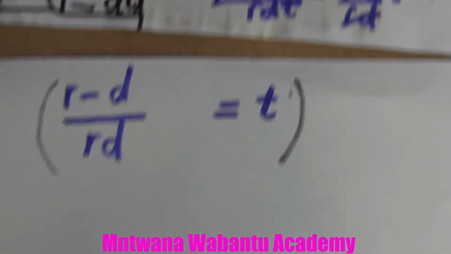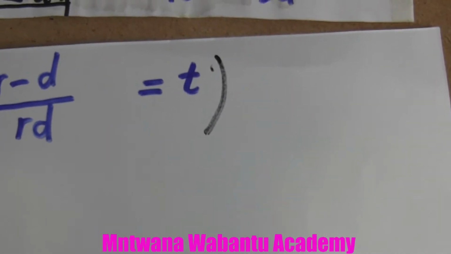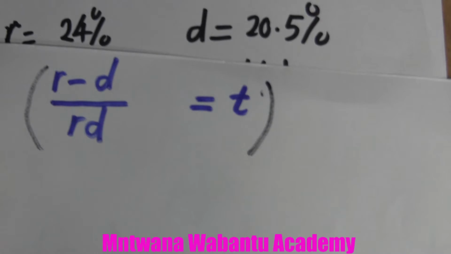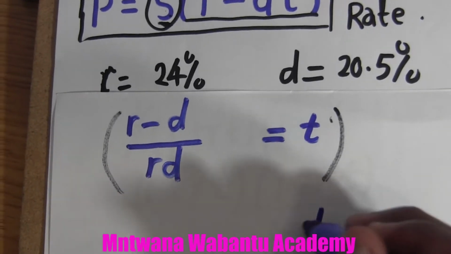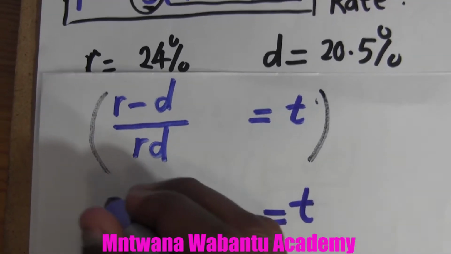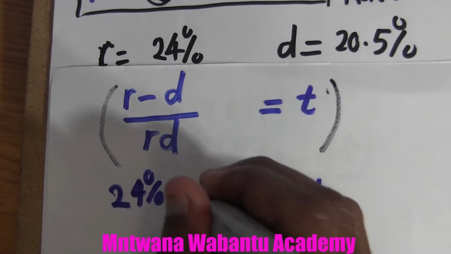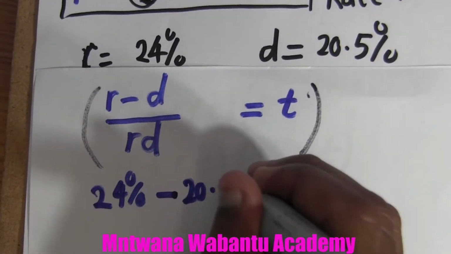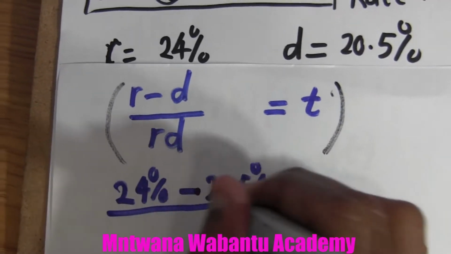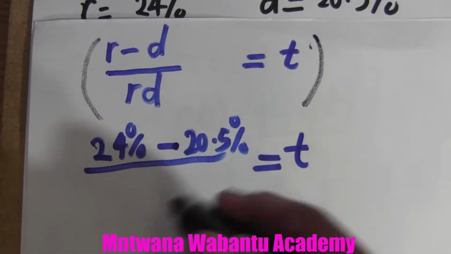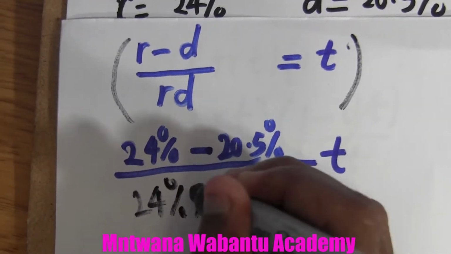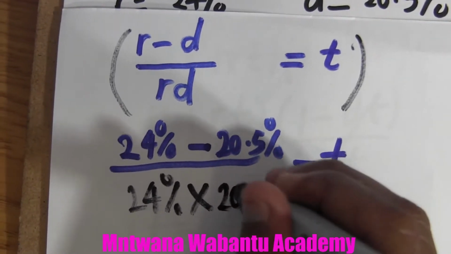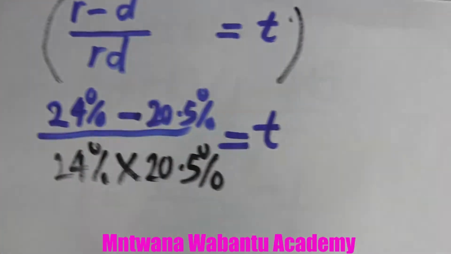So now we can get time now. So we had some data here. So let's go back here. We were given some data. Okay? We have a and we have d. So we're going to say our t equal, what is our a? a is 24% minus d. d equal 20.5%, over a. What is our a? 24% times d. What is our d? Our d is 20.5%. See?